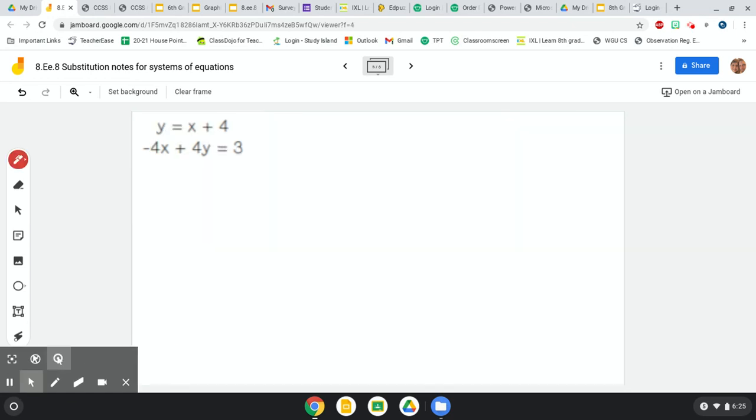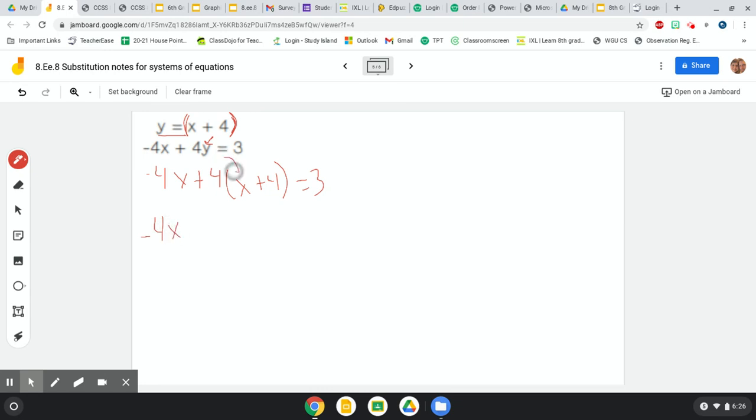All right, next one. Again, one of my equations is already in y equals format, so I don't have to solve for that. Next, that just means I'm substituting. So I put parentheses around the value that is equal to y, and substitute that in. So I have negative 4x plus 4 times the quantity x plus 4 is equal to 3. Now I can solve. I'm going to bring down negative 4x. I need to distribute next, so I have plus 4x. And then 4 times 4 gives me a positive 16 equals 3.